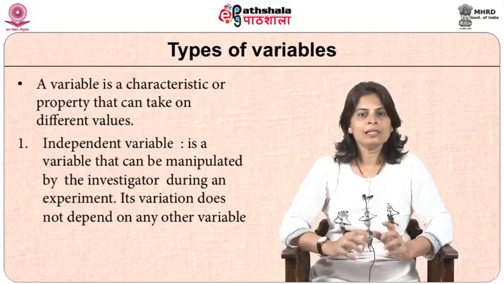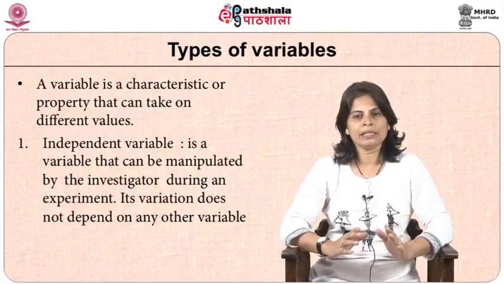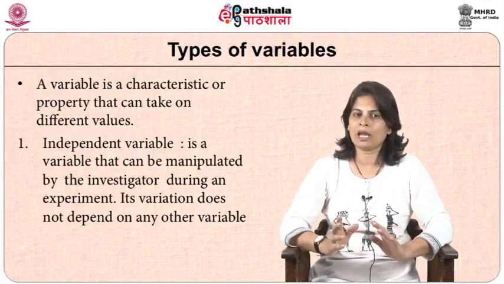Let us now go to the types of variables. Before that, let us understand what a variable is. A variable is a characteristic or a property that can take on different values. Depending on the different values of a variable, we can divide them broadly into four types: independent variable, dependent variable, predictor variable and criterion variable.